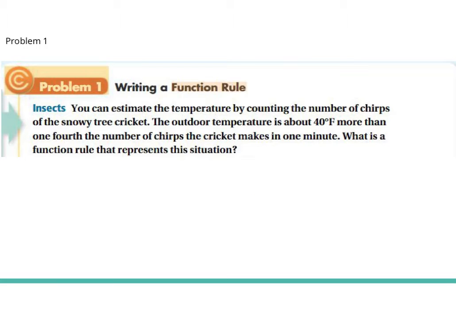Okay, so problem number 1, we're going to write a function for this word problem. You can estimate the temperature by counting the number of chirps of the snowy tree cricket. The outdoor temperature is about 40 degrees more than 1/4 the number of chirps the cricket makes in 1 minute. What is a function rule that represents this situation?